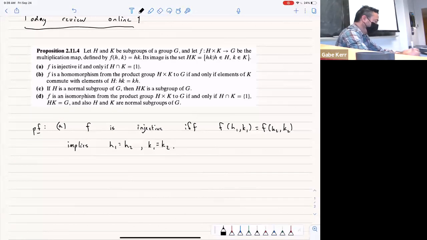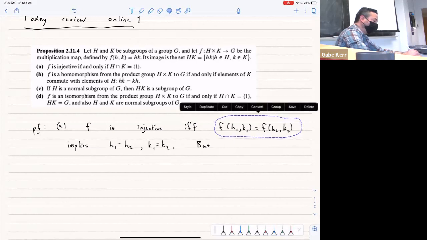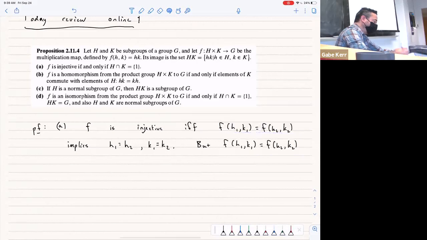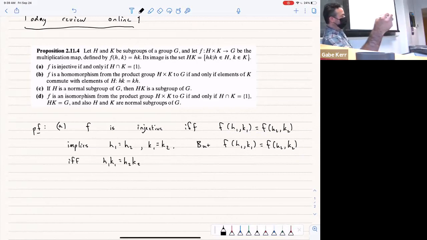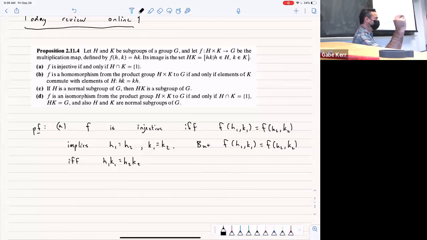But we can take this equality, H1 K1 equals H2 K2. This is true if and only if, okay, so now what do I do? This is actually a bit of a trick. Kind of clever.